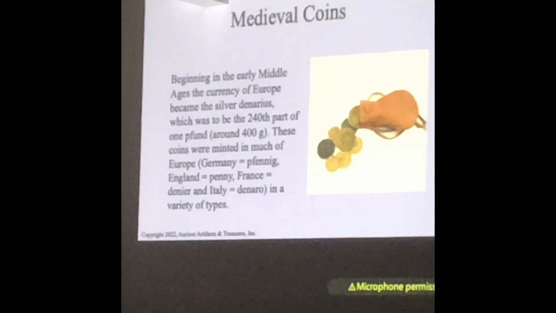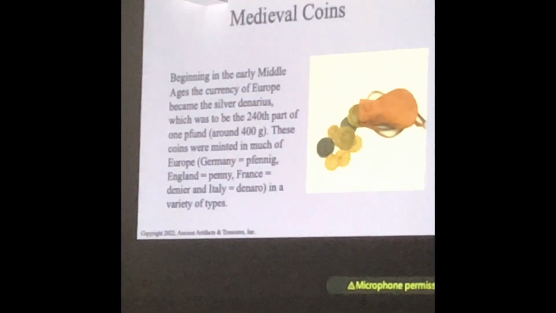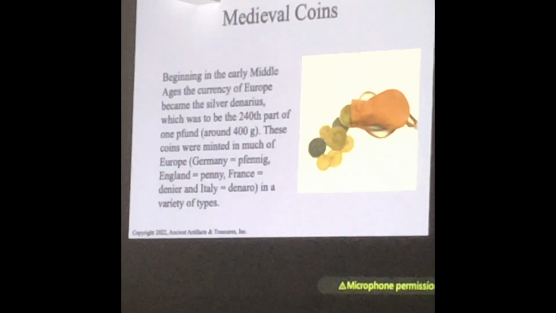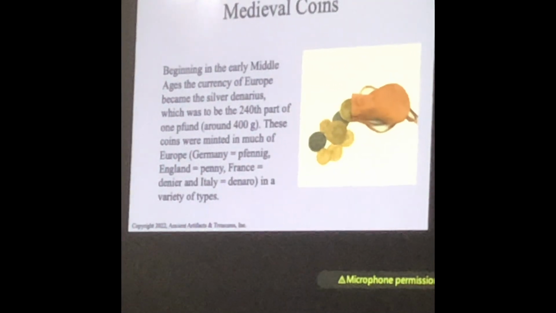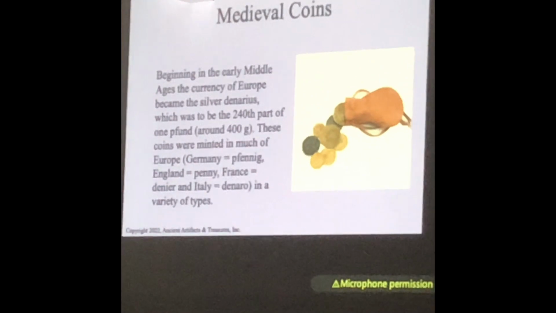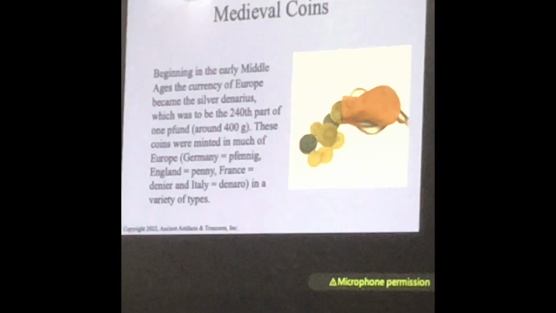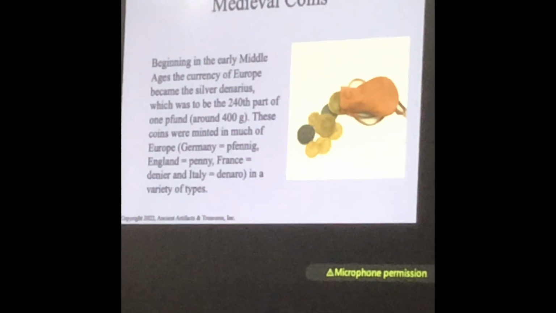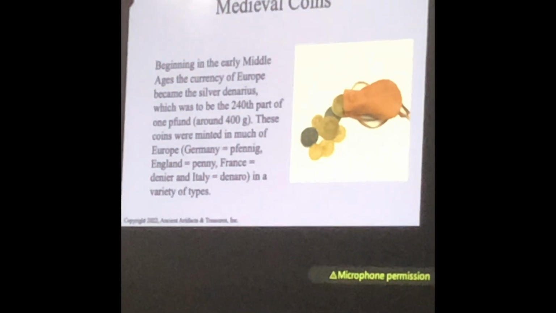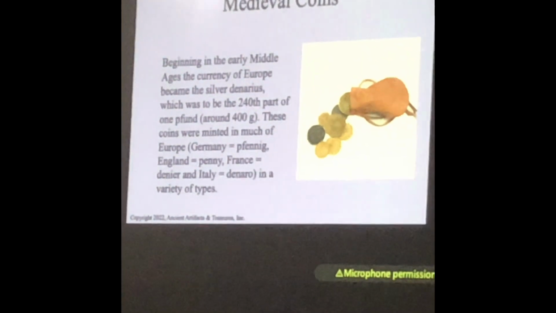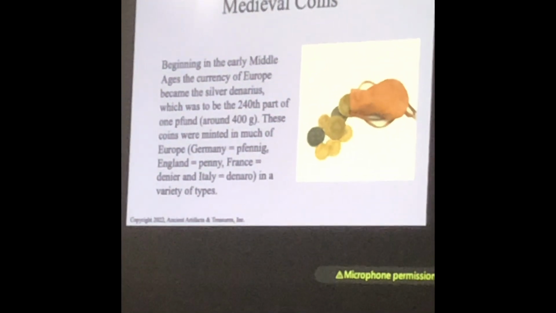Okay, medieval coins. They started out almost as a follow-on to the Roman denarius. The Roman denarius was a silver coin. And in Europe, it became very popular. So as a follow-on, they started making a silver denarius, and I'll talk in a moment about what they were called, you see at the bottom. But they started at a 240th part of one pound. It was about 400 grams.